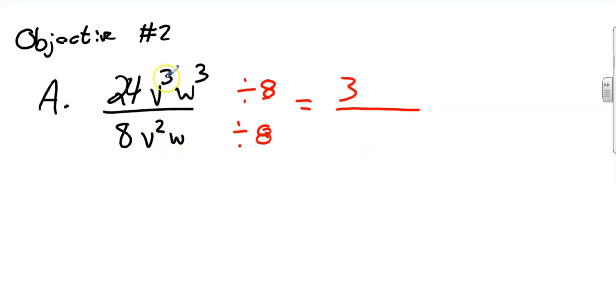v to the third and v squared, when you subtract the exponents, that'll leave you with 1v in the numerator. When you subtract the w's, you'll have 2 w's, also in the numerator. And since there really just was the 1 in the bottom, we don't need it. So you can just make it 3v w squared.